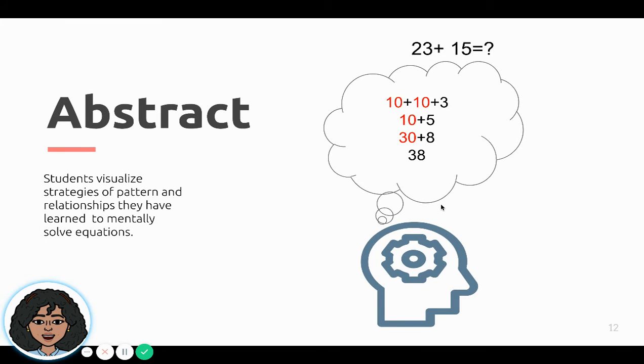The abstract phase has to do with students visualizing strategies of patterns and relationships that they have learned to mentally solve equations. So in this instance, they're just simply working in their mind. And so they're visualizing 23 plus 15. They're visualizing the different groups of 10 to make 30, and then what's left over to make the number 8, for a total of 38.